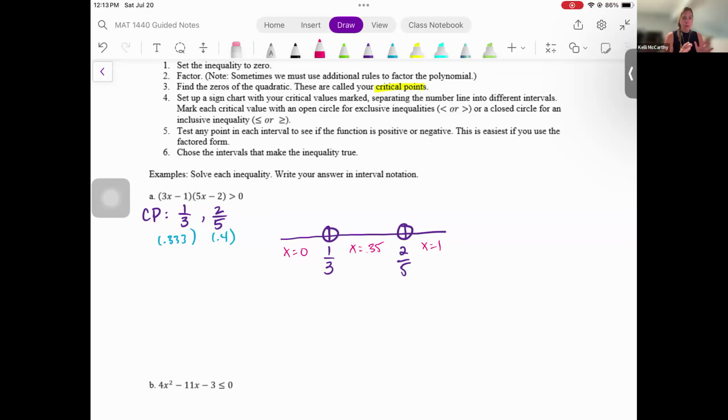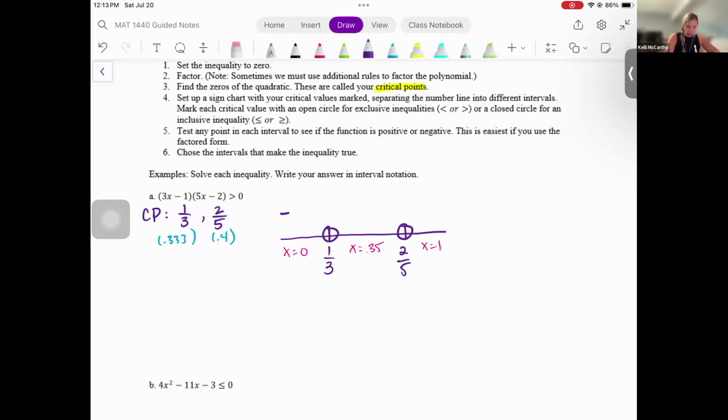So now what I'm going to do is take that test point and plug it into my factored form, which was already given to us. If I plug in 0 into my first factor, I end up with a negative number because 3 times 0 minus 1 is going to be negative. I don't need to process what it actually equals. I just need to identify whether it's going to be positive or negative.